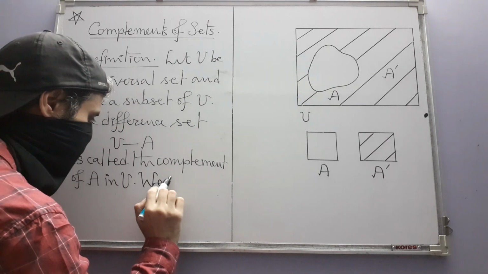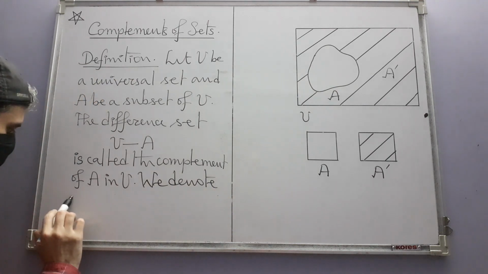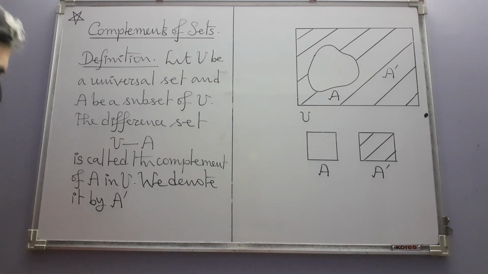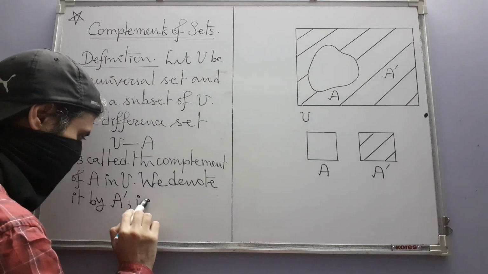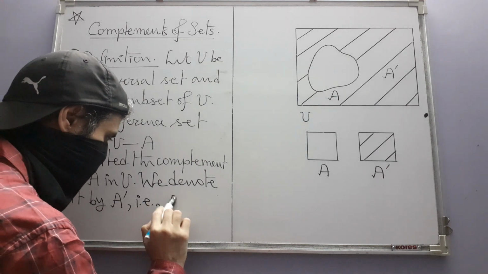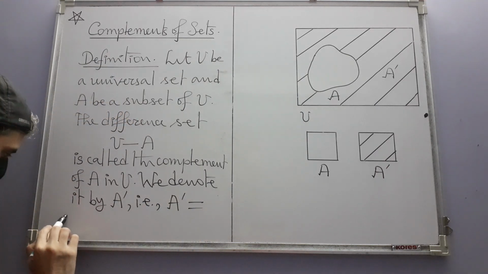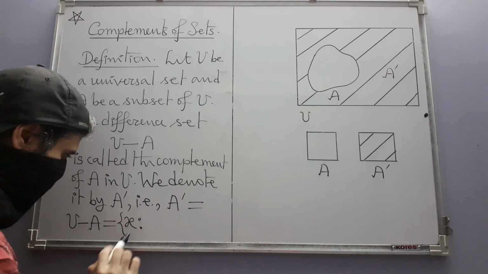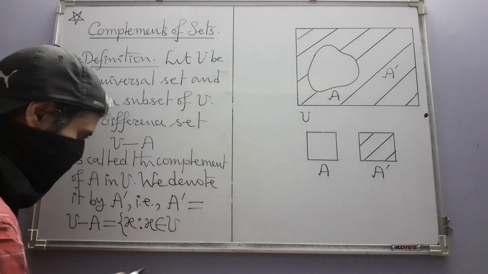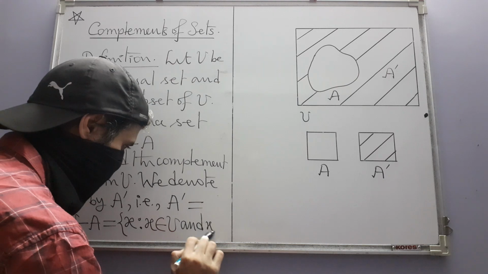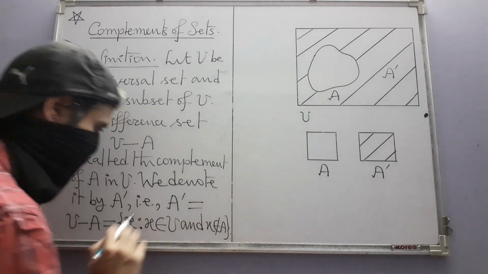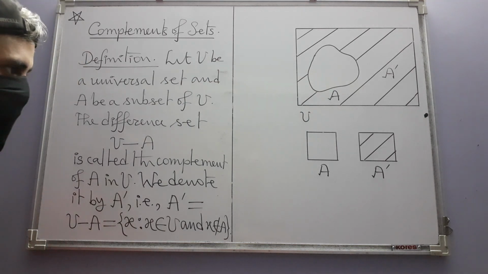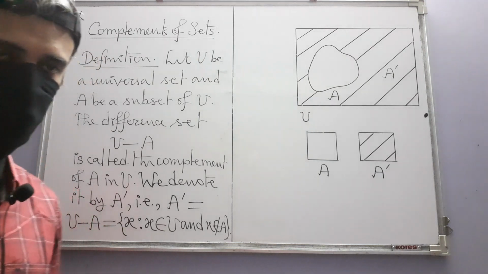We denote it by writing A prime. That is, A prime is equal to U difference A. So it is the set of all elements X such that X belongs to U and X does not belong to A. Okay, so that is the general definition of the complement of a set in a larger set. Now some remarks about this definition.